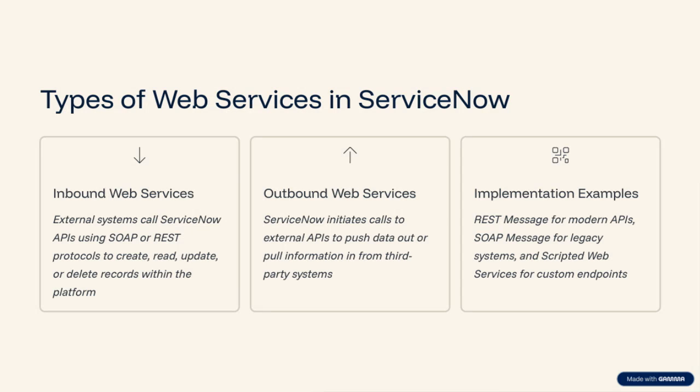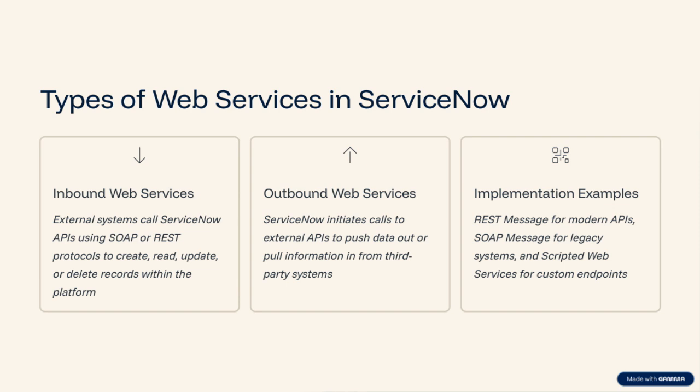When it comes to integrating different systems, we have various messaging options to consider. For modern APIs, we typically use REST messages, which are lightweight and flexible. For legacy systems that might still rely on older protocols, SOAP messages are the standard choice, providing a more structured and formal way to communicate. And for custom endpoints, scripted web services give us the flexibility to tailor solutions specifically to our needs.